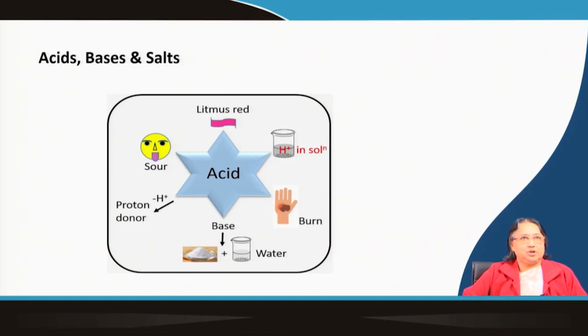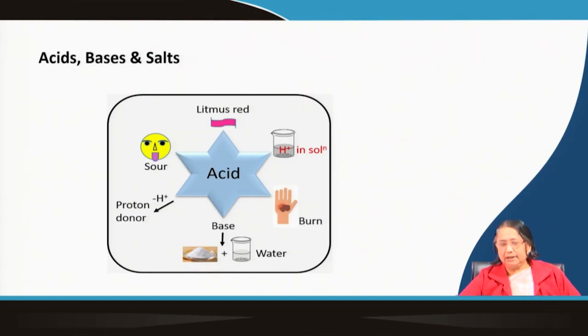The old concept of acids is that some people said an acid should turn blue litmus red, somebody said it is sour, and some people said that it reacts with bases to form salt and water. It burns the skin, it can donate protons, but all these properties were very old and are not explained by the modern concepts.